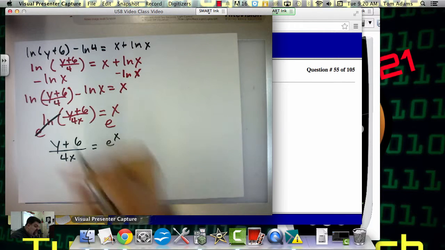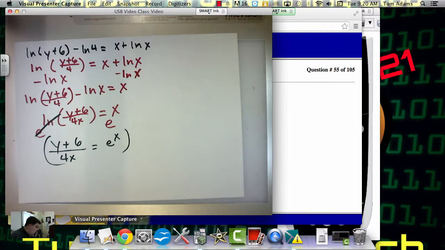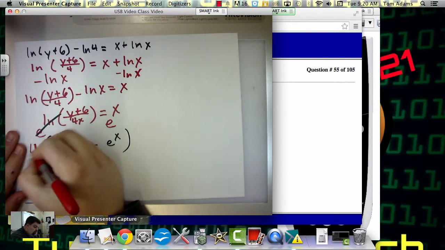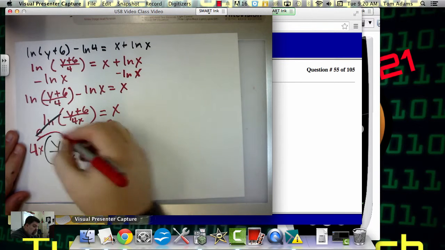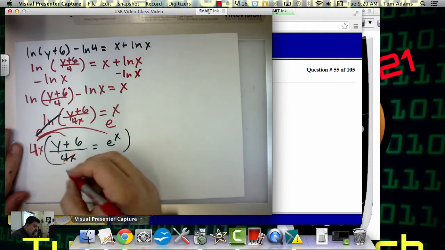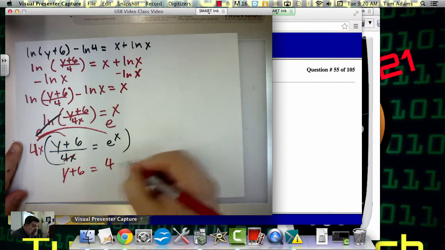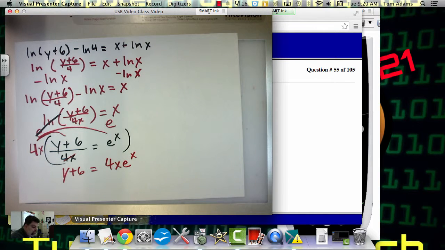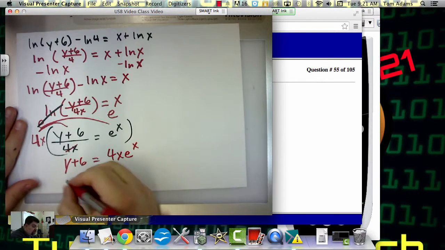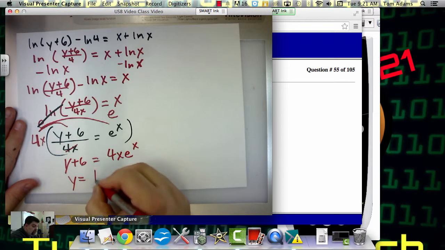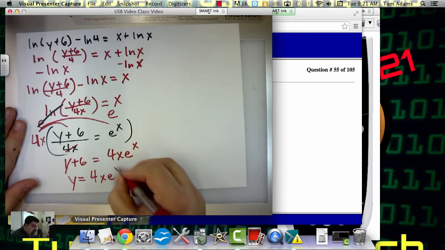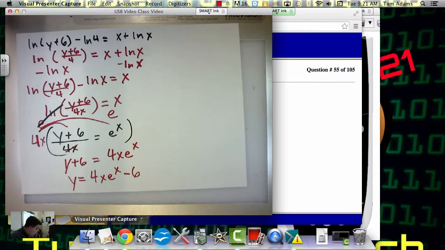If I multiply everything by 4x, and I push this through and I push this through, it cancels here, and I get y plus 6 is equal to 4x times e to the x. And I just subtract 6 from both sides. And I say y is equal to 4x e to the x minus 6.